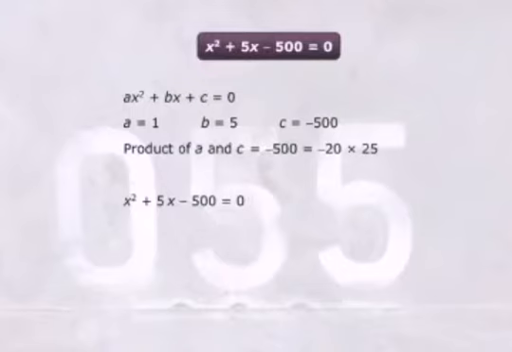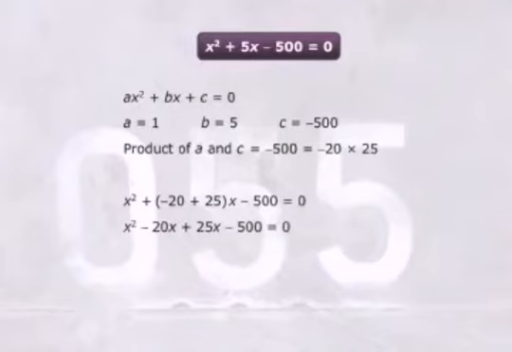x squared plus 5x minus 500 equals 0. Look at this 5. Let me write this as minus 20 plus 25. Let me now simplify this expression. So I get x squared minus 20x plus 25x minus 500 equals 0.